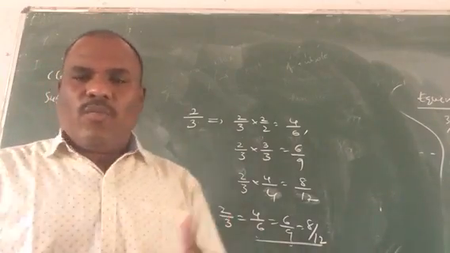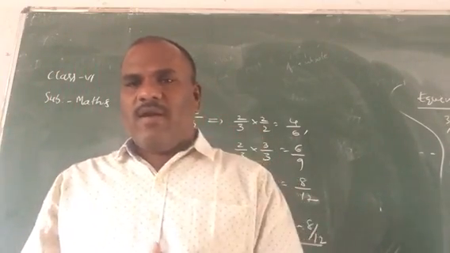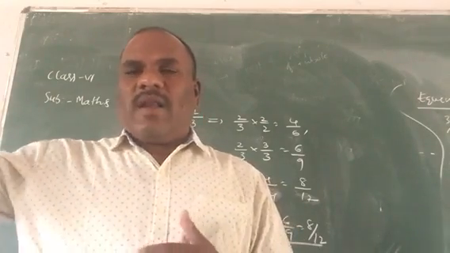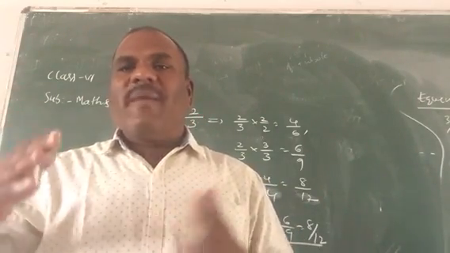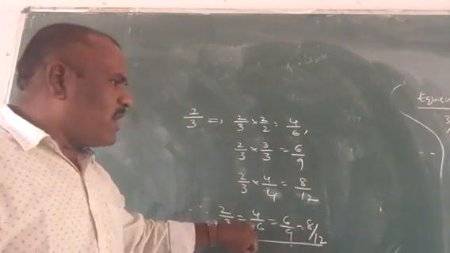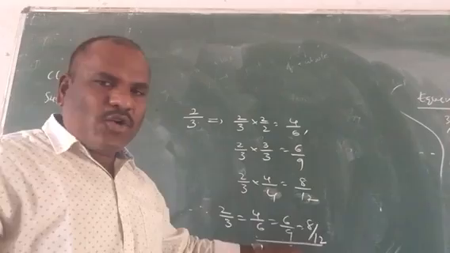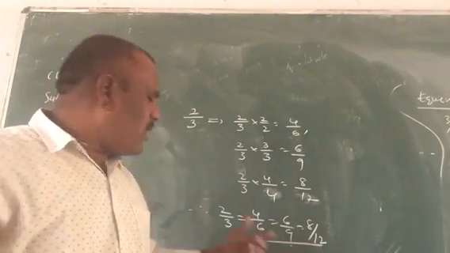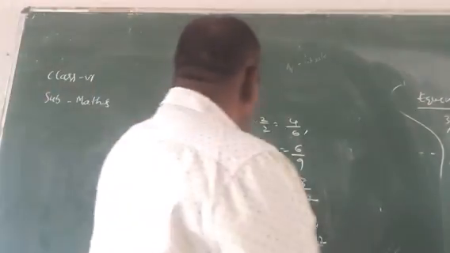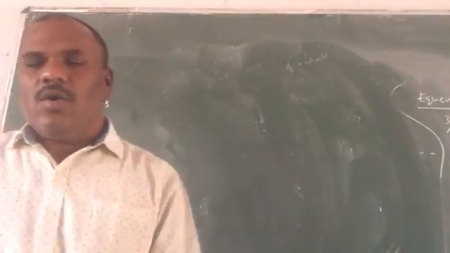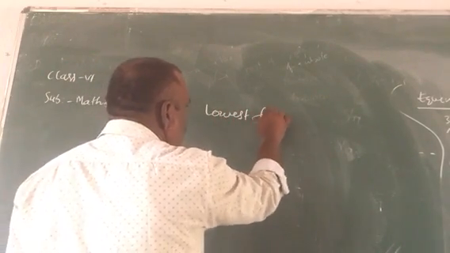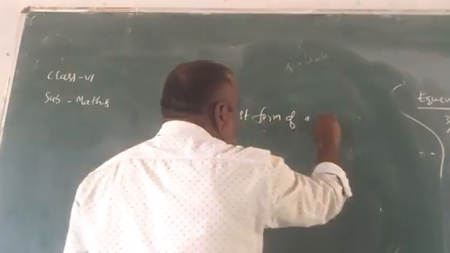So like that, you multiply the fraction by the same number. For example, first 2 by 2, next 3 by 3, next 4 by 4, then the value remains the same. Therefore, 4 by 6, 6 by 9 and 8 by 12 are the equivalent fractions of 2 by 3. Okay children? And one more is the lowest form of a fraction.